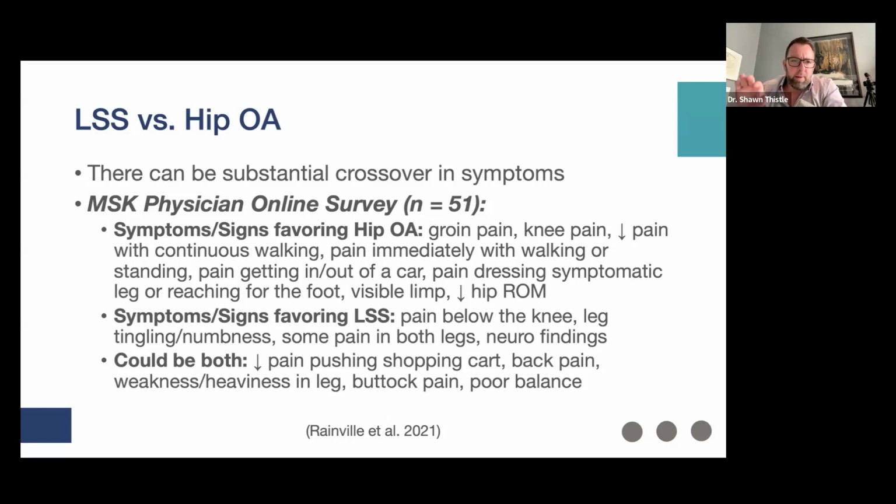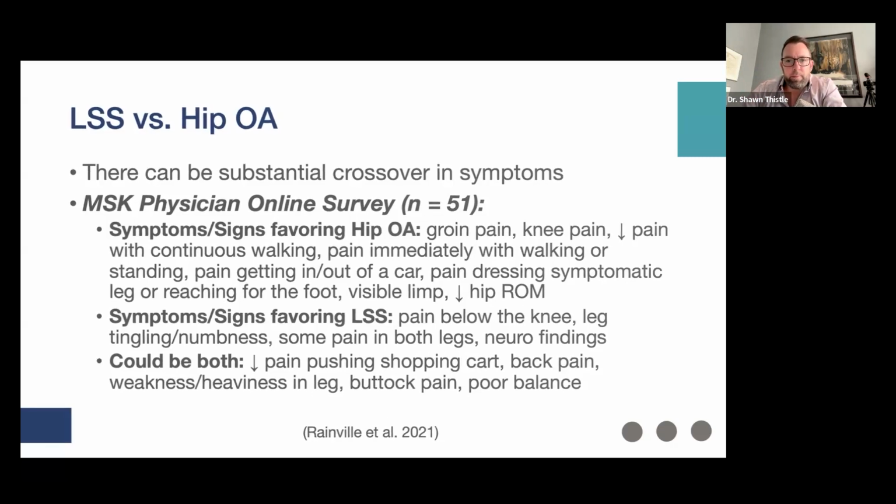Reduced pain pushing a shopping cart. So if you lean forward in a shopping cart and start walking, you can actually unload part of your hip joint. So that makes sense. Back pain can go along with both, as I've mentioned and talked about before. Lumbar pain and hip OA go hand in hand in a lot of cases. The other things they reported that could be both included weakness or heaviness in the leg, buttock pain, or poor balance. So just thought that was a helpful paper to add.